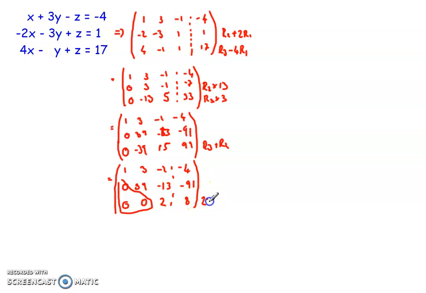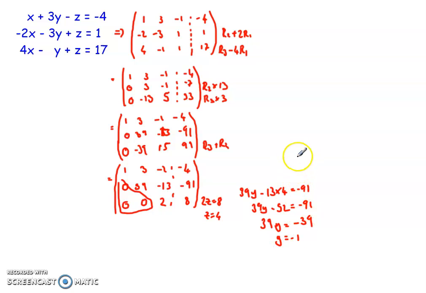So the bottom one tells me 2z is equal to 8, so z is equal to 4. The next one here tells me 39y minus 13z, so minus 13 times 4, equals negative 91. So 39y, 13 times 4 is 52, so minus 52 equals negative 91. If I then add them, I get 39y, shift this across to here, equals negative 39. So y is equal to negative 1.